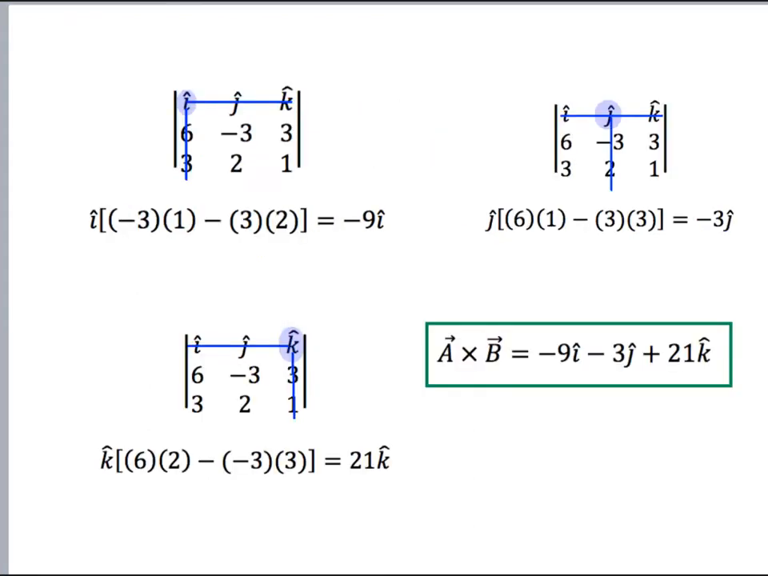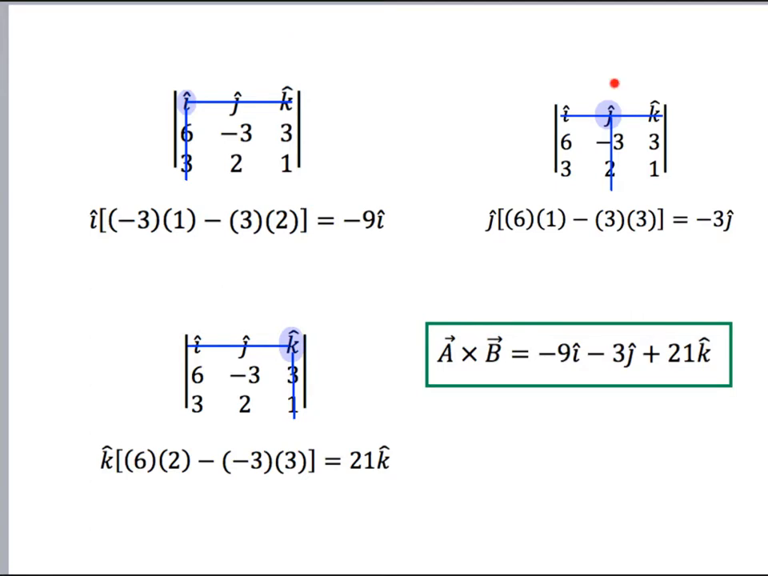So when we look at this, we can take the first term, i hat, and of course we cross out the column and we cross out the row, and we have i hat minus this subdeterminant. And so when we calculate that out, I get minus 3 times 1, minus 3 times 2. We plug these in and we get minus 9 in the i hat, or the x direction.